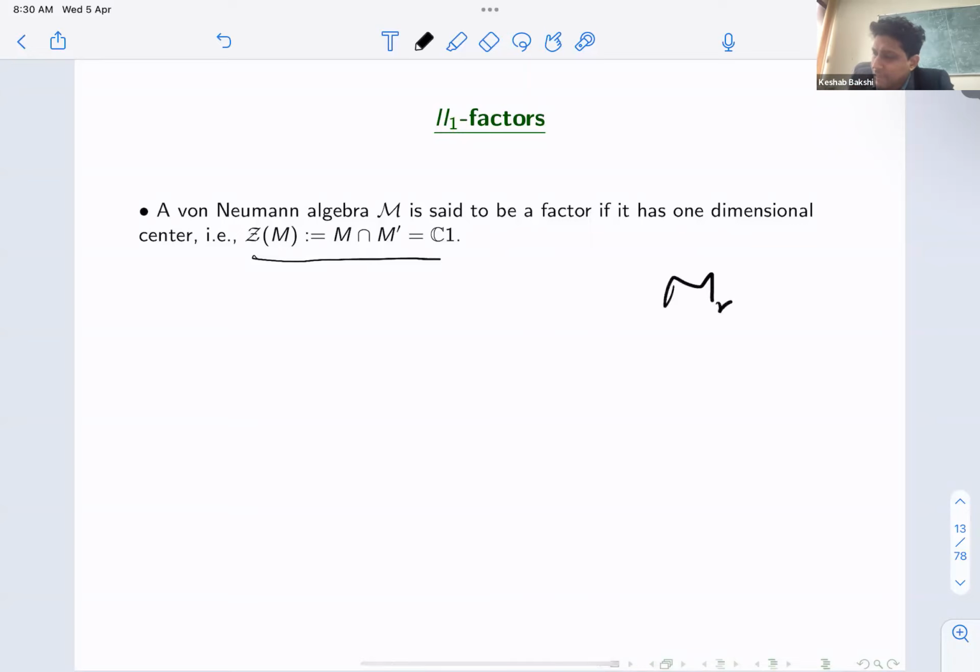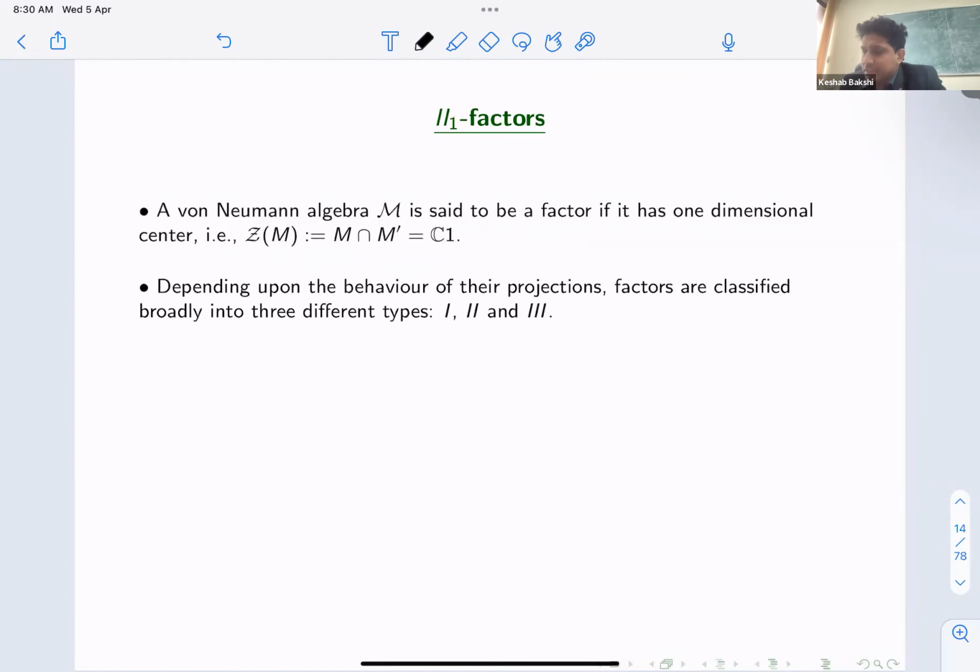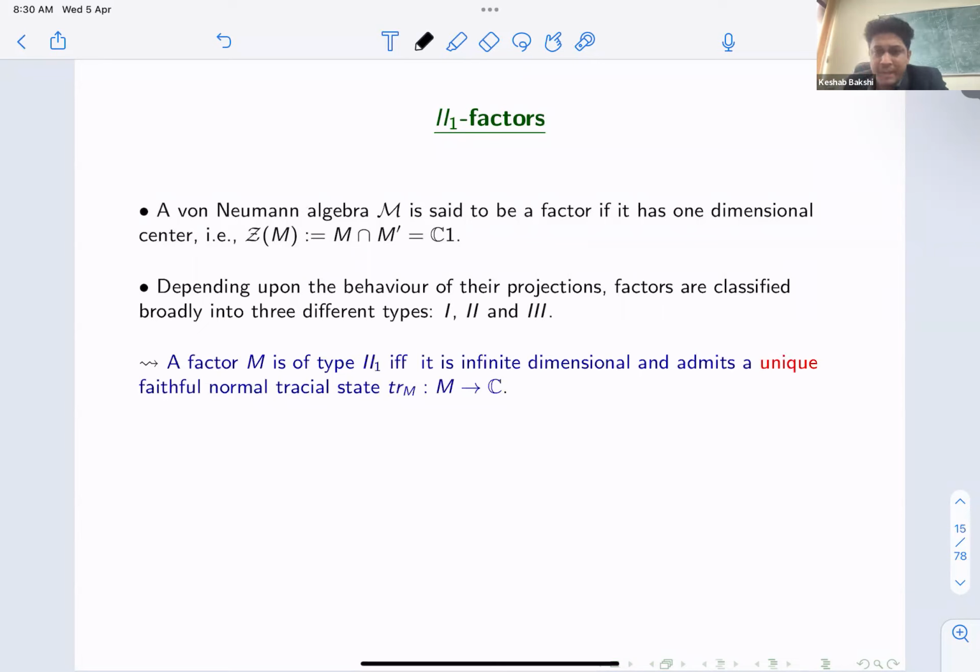For example, one example is M_n(C), n by n matrices. The center is clearly trivial. So it is a simple algebra, and it is called a factor if this happens. And according to the behavior of projections, factors are classified into various types: type I, type II, and type III. I don't want to go into the details. Our main focus will be only on type II_1 factors.